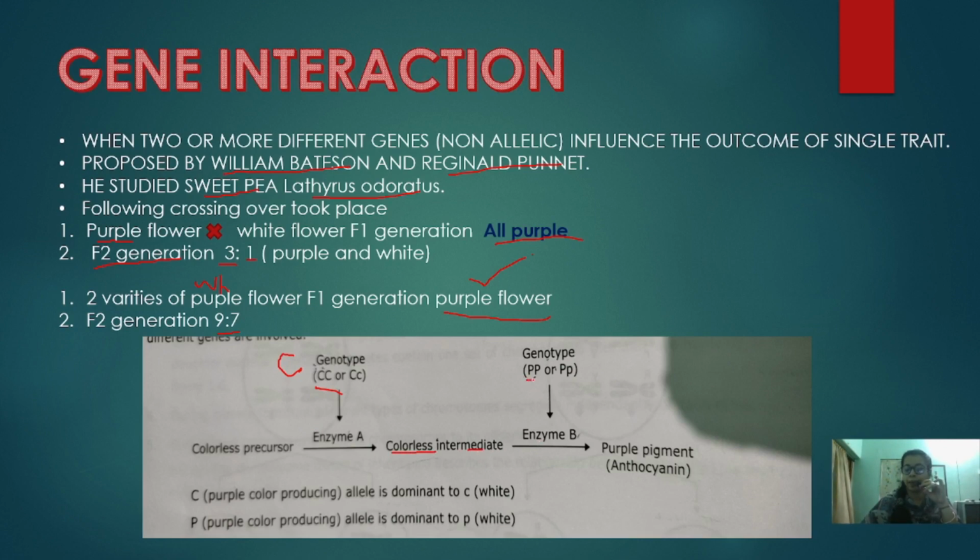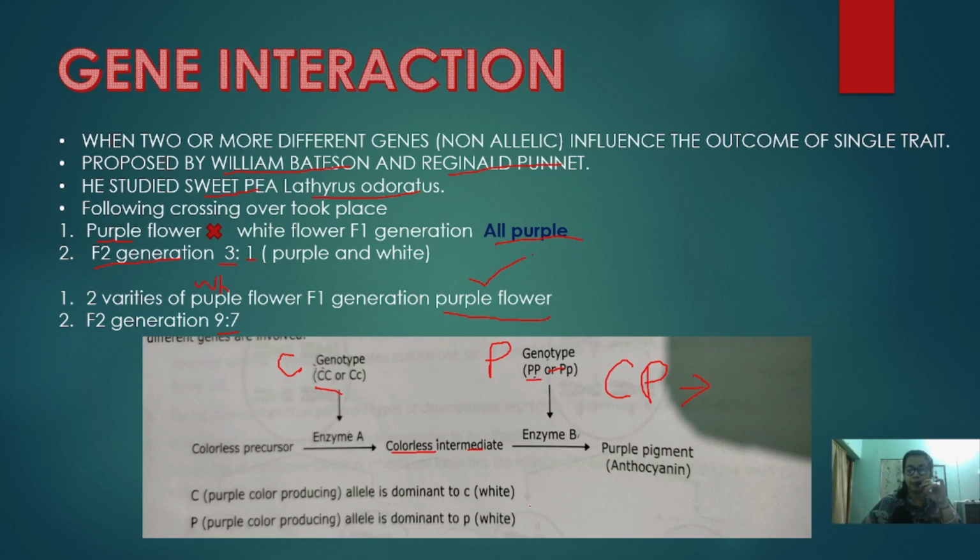Next, another enzyme, enzyme B, is produced by the genotype capital P. When enzyme B acts, a purple color, anthocyanin, is produced. So by this experiment you can conclude that when both capital C and capital P are present, a purple flower is produced. This is one allele, this is another allele. These are the two non-allelic genes, and when they interact among themselves, they produce one trait.